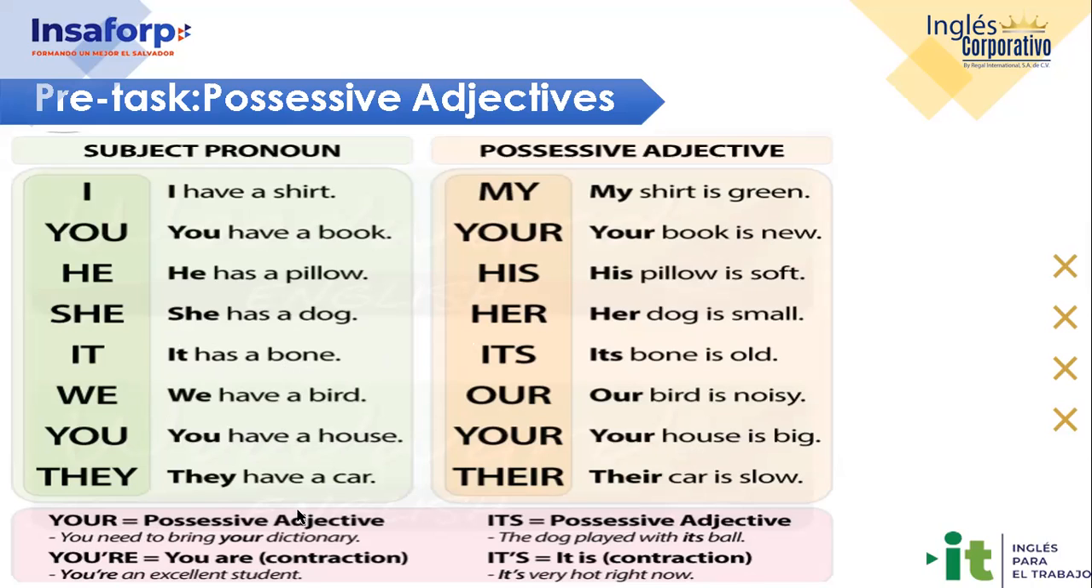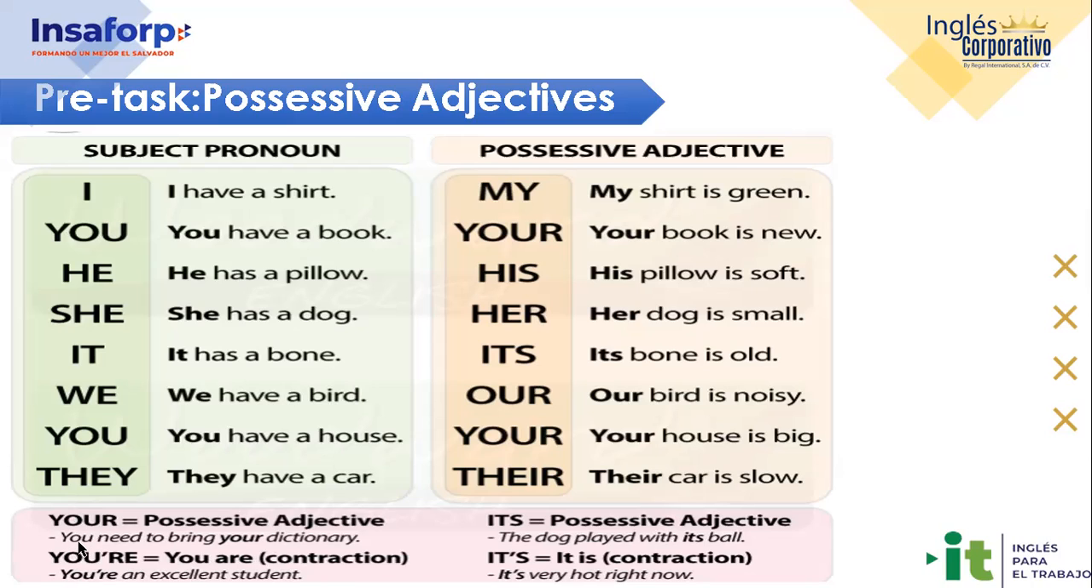For example, your possessive adjective, you need to bring your dictionary. And you're is the contraction for a verb to be. You are. You're an excellent student. Entonces, ahí suenan iguales estas dos palabras. El possessive adjective como la contracción del verbo to be cuando lo conjugamos con el you. You are, you're. Entonces, suenan igual. Ahí nada más nos vamos a dirigir por lo que dice toda la oración completa.